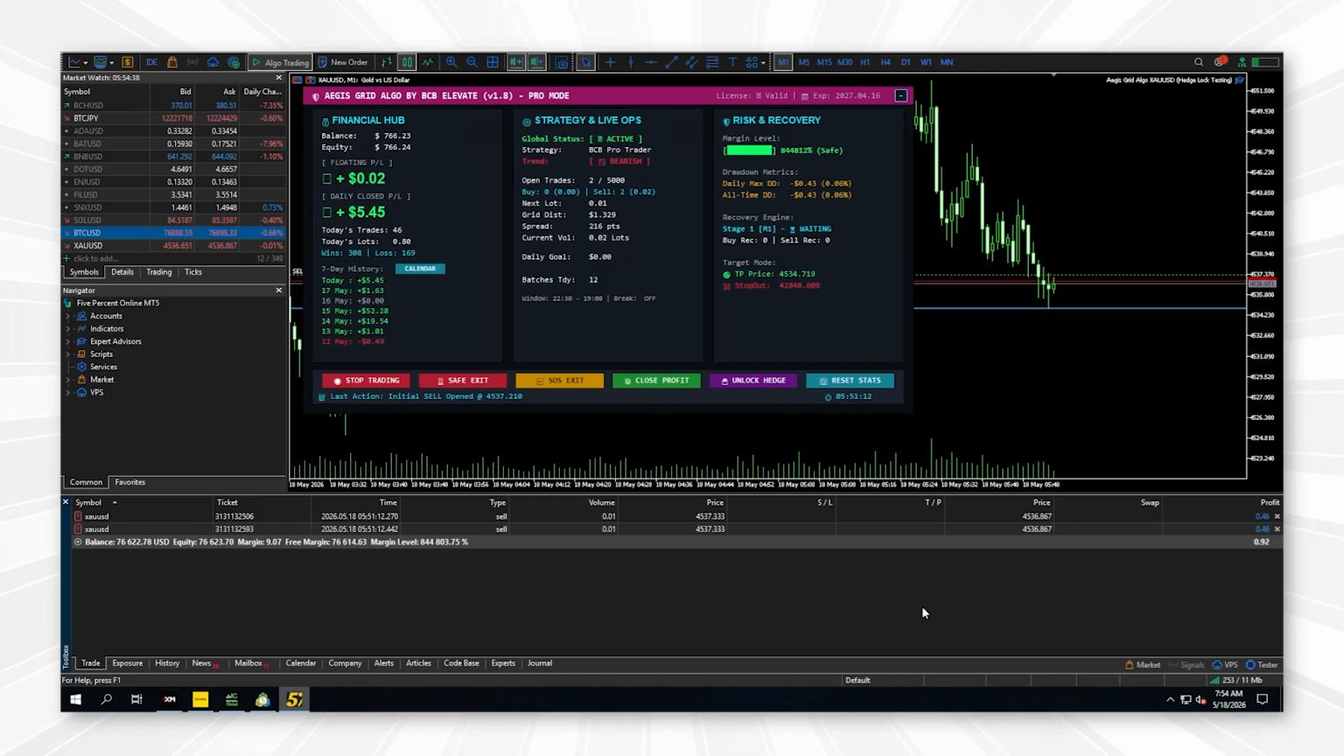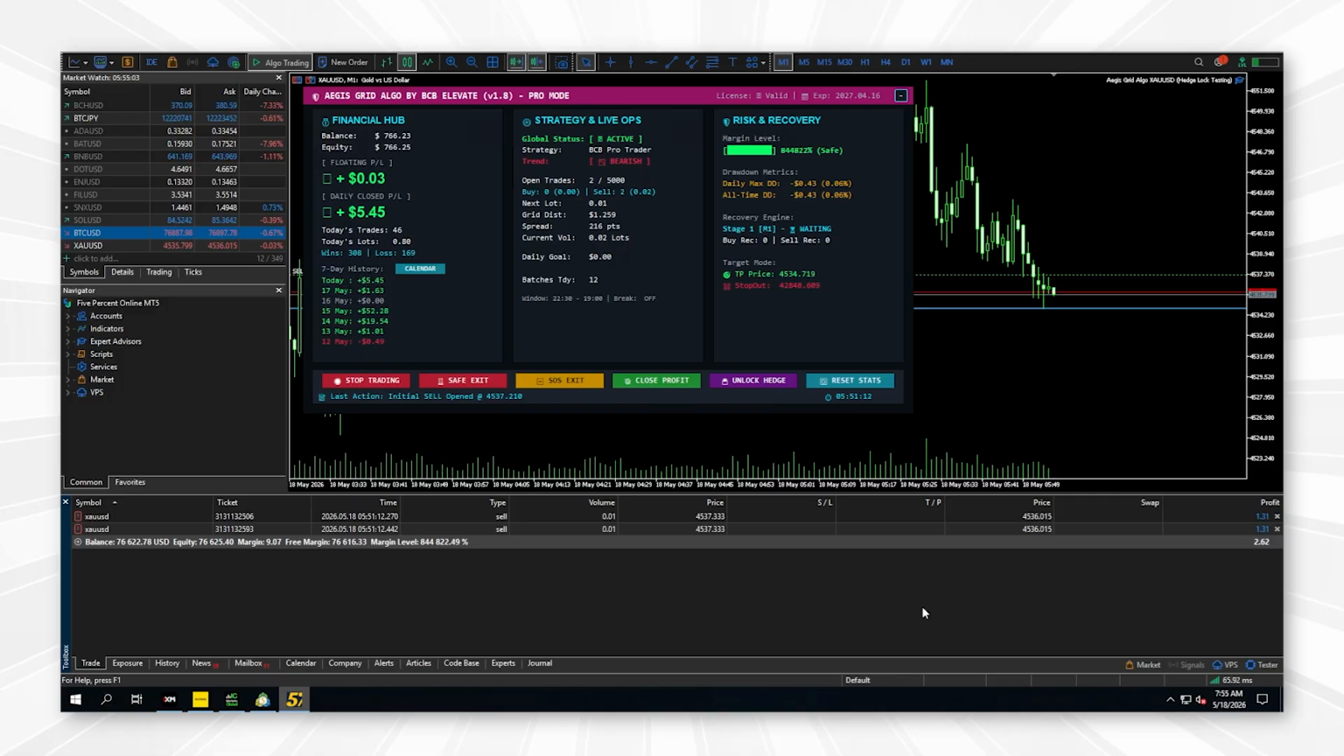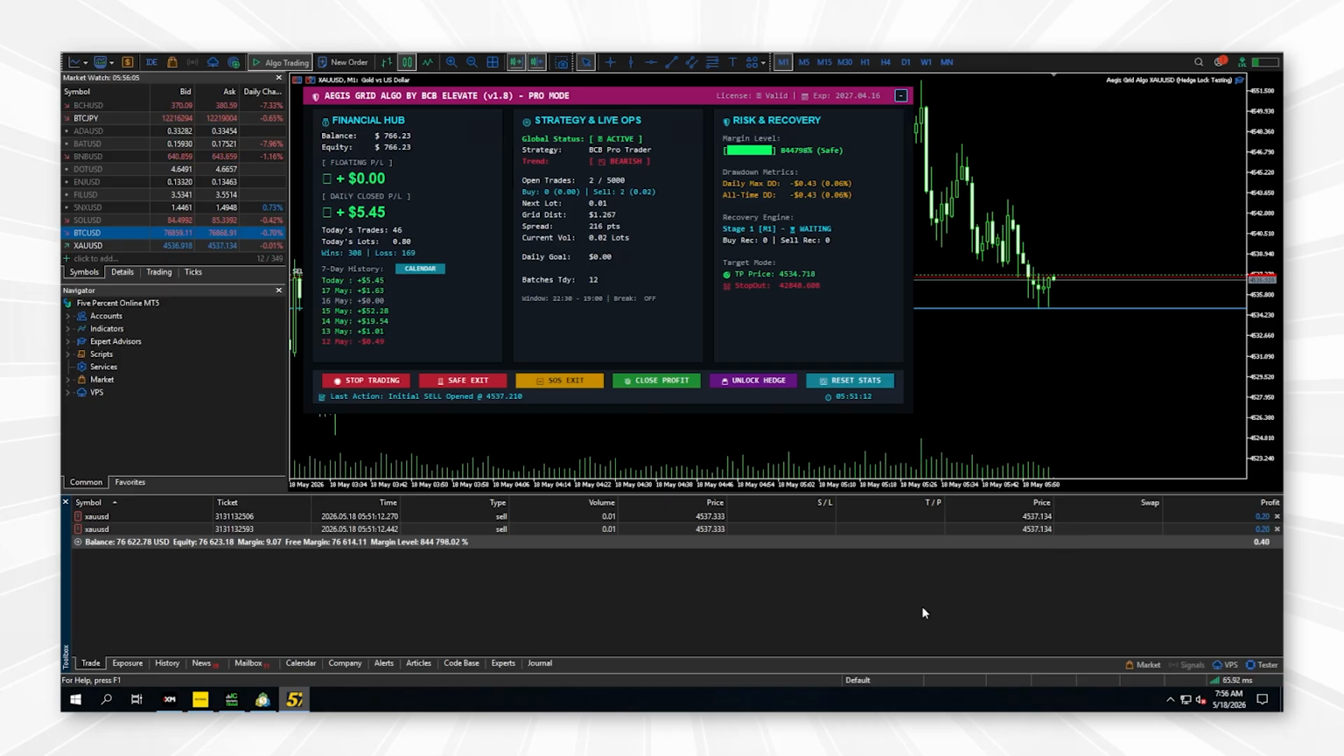When the market moves against an initial position, the algorithm dynamically places a grid of subsequent orders at calculated intervals. Because gold, XAUUSD, is highly volatile, it constantly moves in waves. It never just goes straight up or straight down forever. It always retraces. Within this Pro Mode, we offer two distinct variants: fixed lot size and martingale lot size.